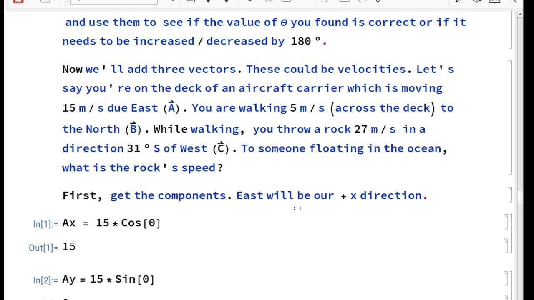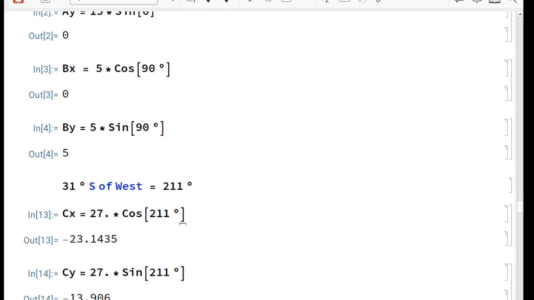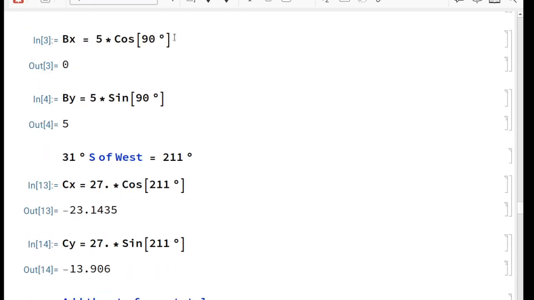So first we have to get our components. If east is our plus x direction, then the aircraft carrier's velocity components are ax is 15 cosine 0, and ay is 15 sine 0. So we get 15 meters per second in the x direction and nothing in the y. Your walk, if you're walking to the north, that's 90 degrees. Bx is going to be 0, 5 cosine 90, but by is 5 sine 90, or 5.